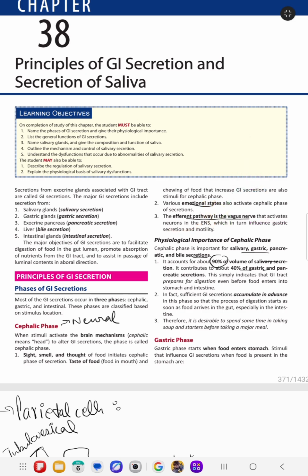Now, the physiological importance of the cephalic phase. The cephalic phase is important for salivary, gastric, and pancreatic and bile secretion. It basically prepares our body for a good meal and to digest. Gastric secretions increase in the stomach and also in the intestine. About 90% of the volume is salivary secretion.